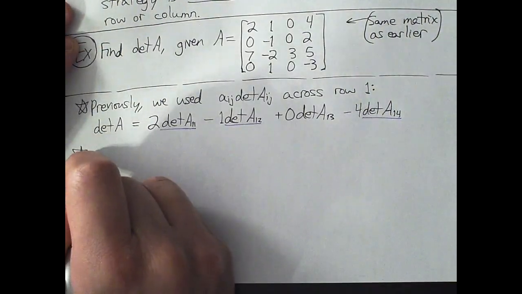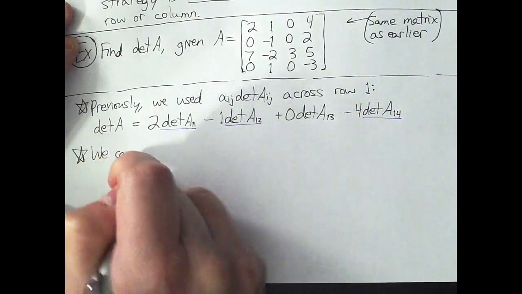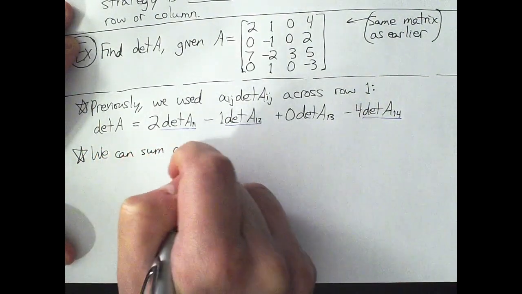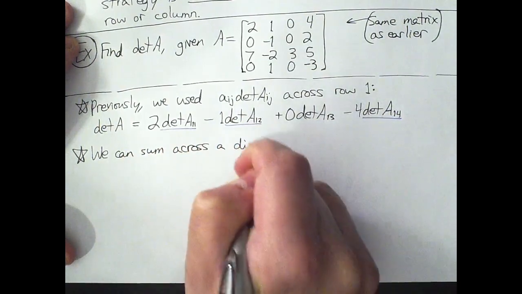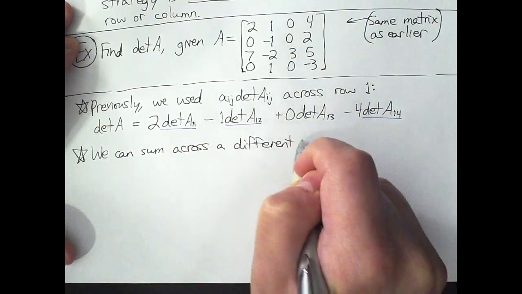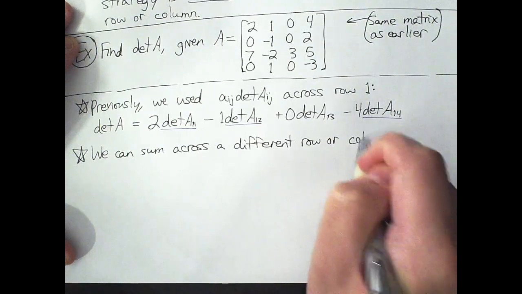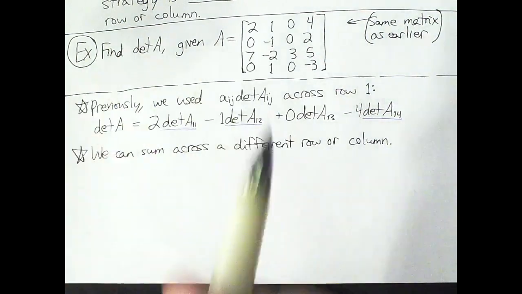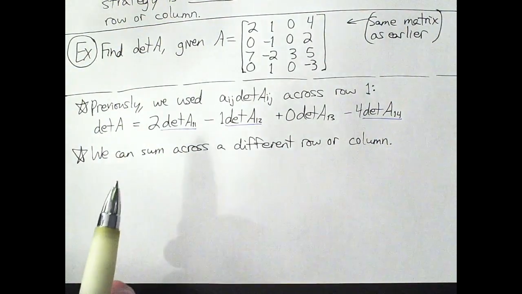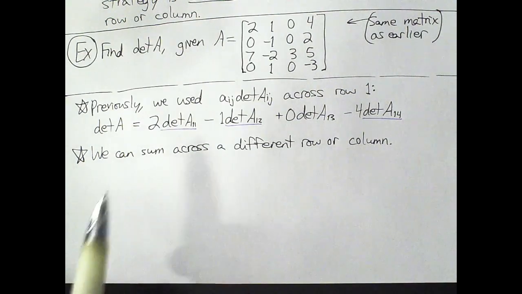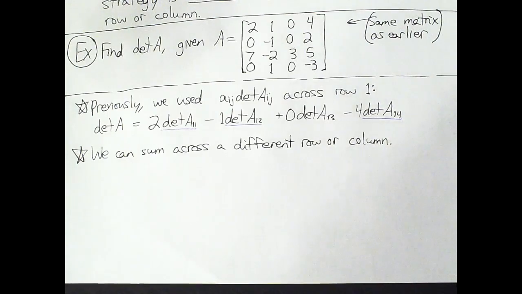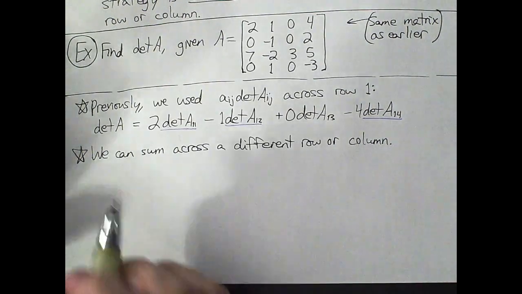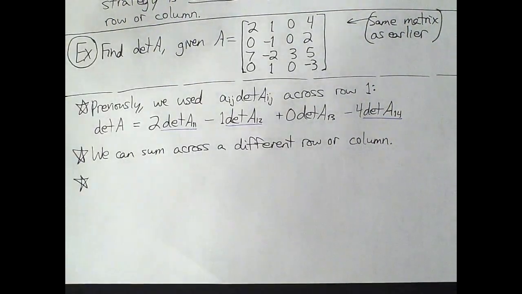So now, according to Theorem 1, we can sum across a different row or column. When it says row or column, it means horizontal or vertical. You're not allowed to use the diagonal, okay? So which row or column do you think looks the most convenient? There's one in particular that I think is the best. Any of them would work.